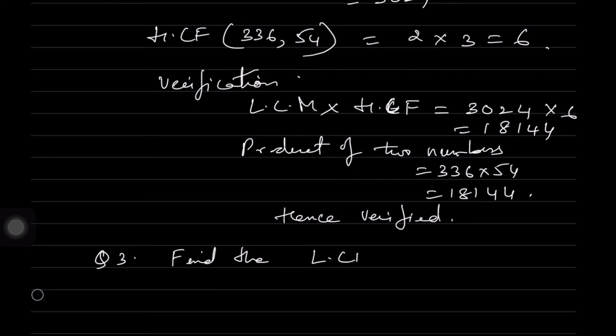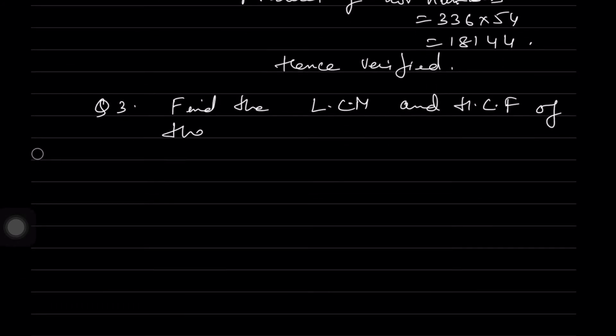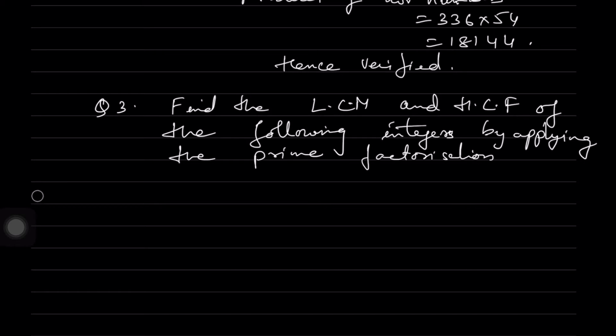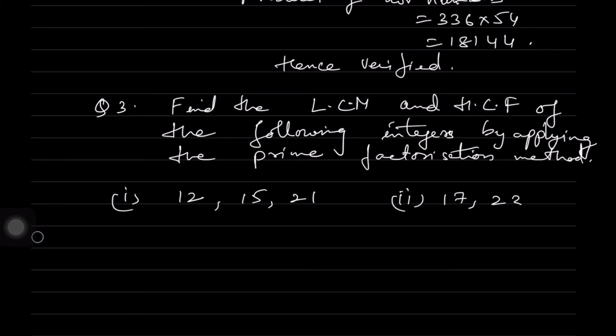Now question 3 is: find the LCM and HCF of the following integers by applying the prime factorization method. Till now we were given two integers, and we saw how to find out the LCM and HCF. Now we are given three integers, and how do we find out the LCM and HCF? We'll see for these three. So the first one is 12, 15 and 21. Second one 17, 23 and 29. Third one 8, 9 and 25.